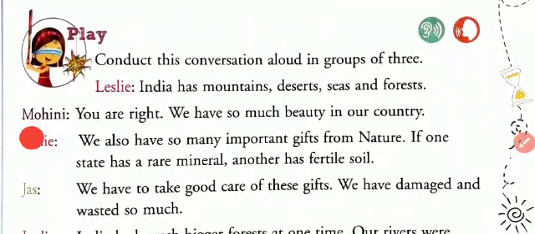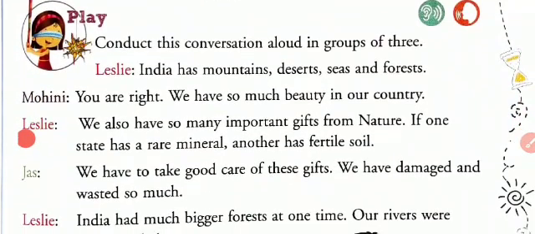Let's understand this paragraph. Let's see what it is. Conduct this conversation aloud in a group of three students. So let's begin with it. Leslie: India has mountains, deserts, seas and forests. Mohini: You are right. You have so much beauty in our country. Leslie: We also have so many important gifts from nature. If one state has a rare mineral, another has fertile soil.